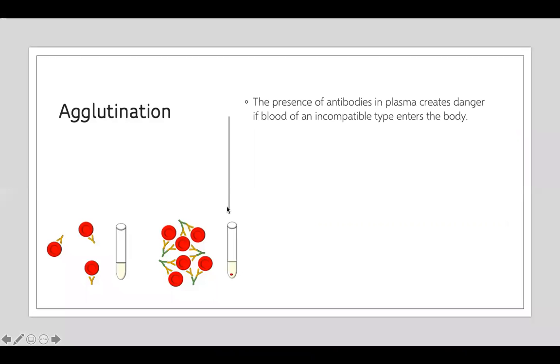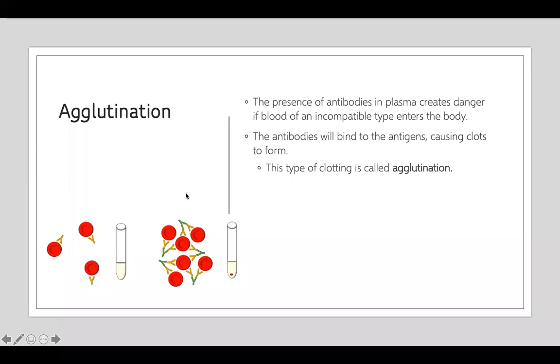All right. So the presence of antibodies in plasma creates danger if blood of an incompatible type enters the body. The antibodies will bind to the antigens, causing clots to form. So you can see in this image to the left, there are these little antigens on the outside of these red blood cells, and then these green little antibodies are going to end up binding to them. So it's going to cause these small clots to form, and this type of clotting is called agglutination.